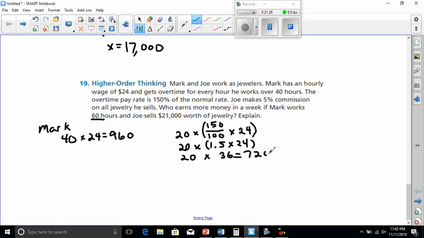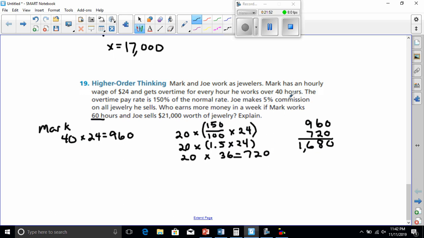And now I've got to add these two together to find out what he made. 960 for his regular pay. Add it to 720. And looks like he made, that's a pretty good amount, $1,680. Let's see how much Joe did now.